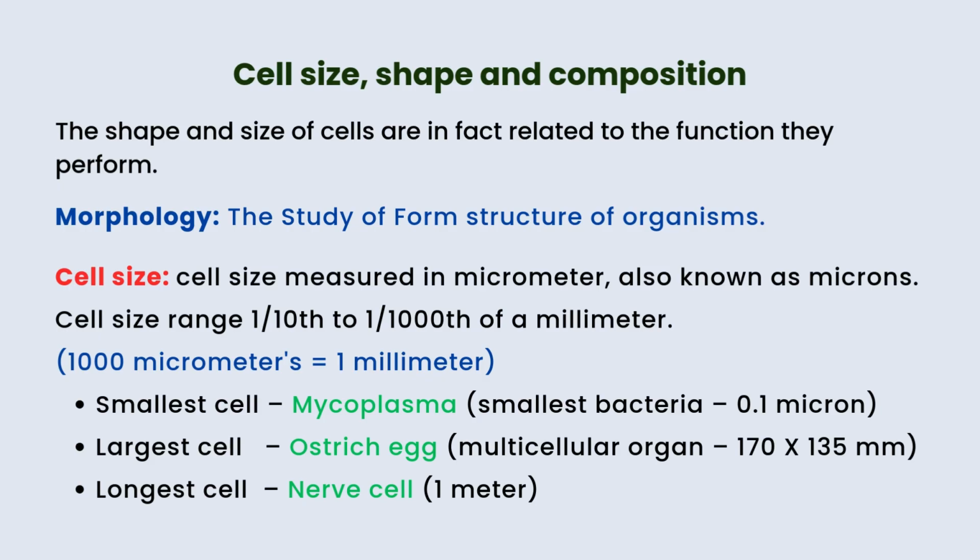Yes. Have you ever thought what the smallest cell is? Mycoplasma. Yes, this is the smallest bacteria, 0.1 micron. And the largest cell is the ostrich egg. Yes, that is the ostrich bird egg. This is a single cell, and its size is 170 into 135 mm. The longest cell is a nerve cell. This is up to 1 meter.